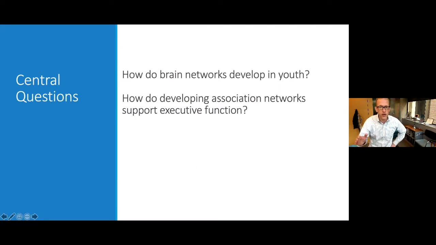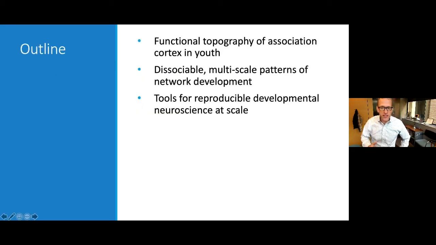And so the data I'm going to show you really ties to two related questions. How do brain networks develop normally in youth? And how do developing association networks support executive function? To address these questions, I'm really going to present two lines of research, two recent studies, and then end with a bit on some of the tools we use for this sort of research.